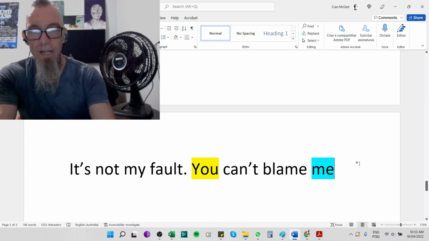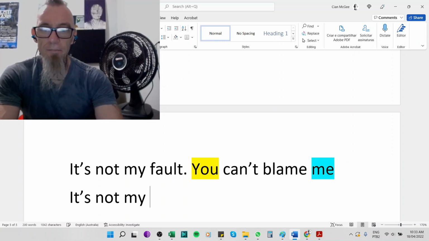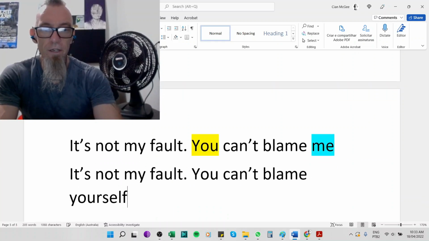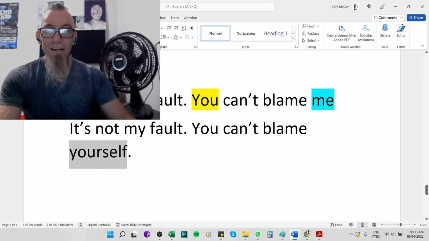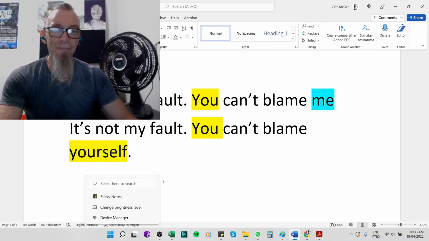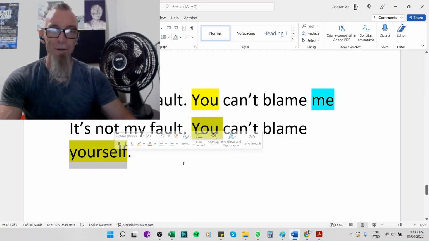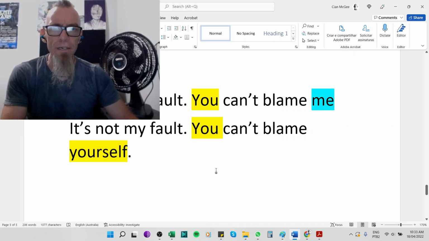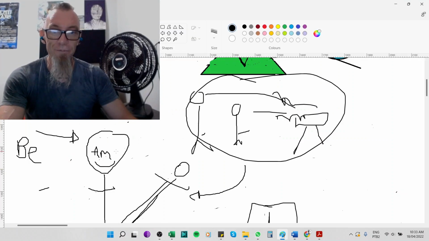It's not my fault. If you really want to confuse a person, you can say this. It's not my fault. You can't blame yourself. Now, in theory, this is wrong because we have the reflexive pronoun. But the whole idea here is to confuse the other person. That's why you're doing it. Look, it's not my fault. You can't blame yourself. What? And then run as quickly as possible. Get out of there. But it's just playing with language to confuse a person.